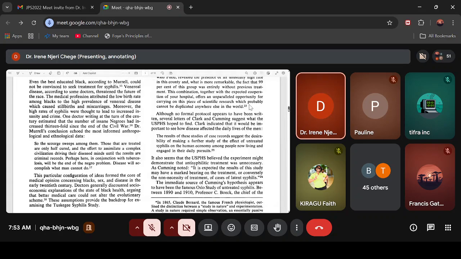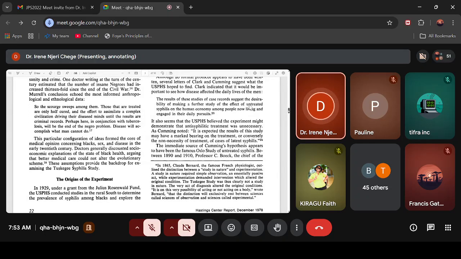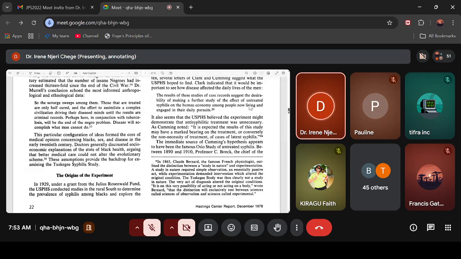syphilis. The immediate source of Cumming's hypothesis, so he had a hypothesis. So already we can see the definition of hypothesis here: it's a statement that you want to prove. So these people wanted to prove that, it is expected that the result of this study may have a marked bearing on the treatment or conversely, the non-necessity of treatment of latent syphilis. He has stated his hypothesis. And he based his hypothesis.